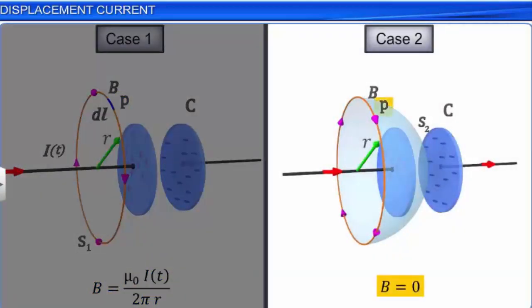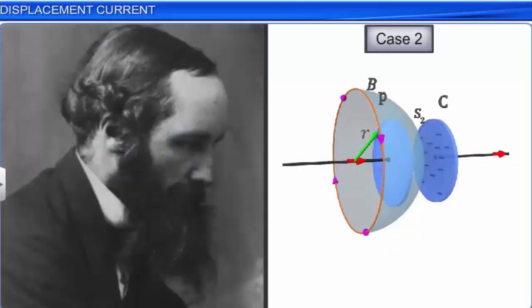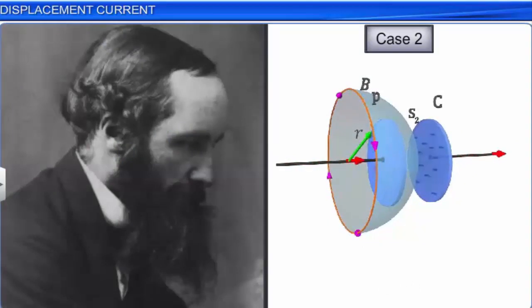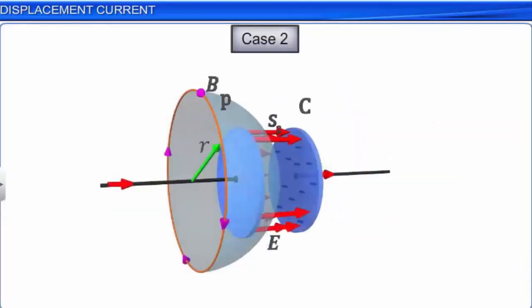This contradiction arises with the use of Ampere's law, which must be missing some term. Then Maxwell suggested that on close observation of the surface S2 between the plates of the capacitor, we can write the missing term in terms of the electric field that passes through the surface S2. This electric field produces some current between the plates of the capacitor. Now, let us calculate the current due to the electric field between the plates of the capacitor. Let A be the area of cross-section of the plates in the parallel plate capacitor, Q be the charge on the plates of the capacitor, and sigma be the surface charge density.